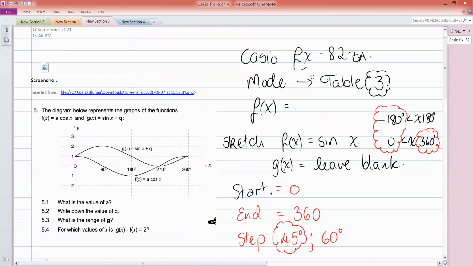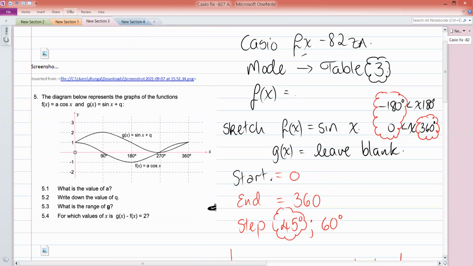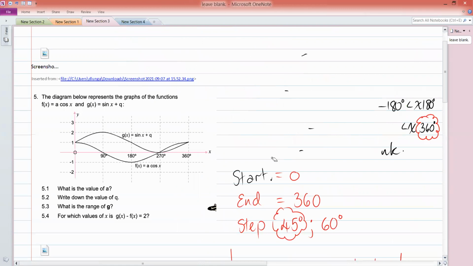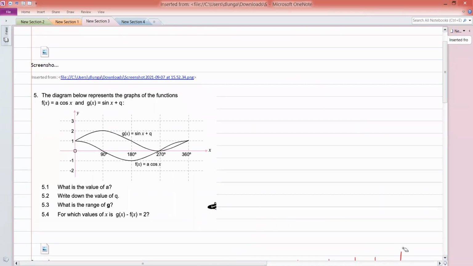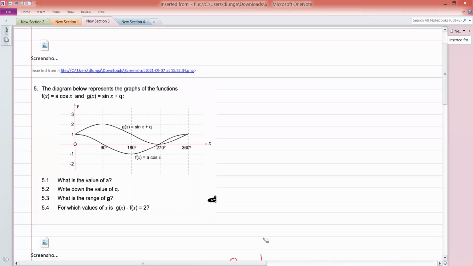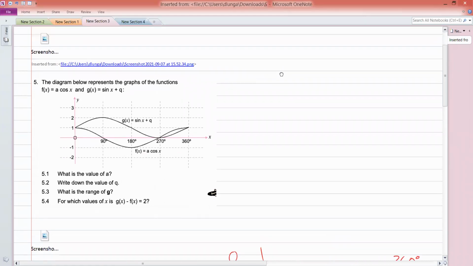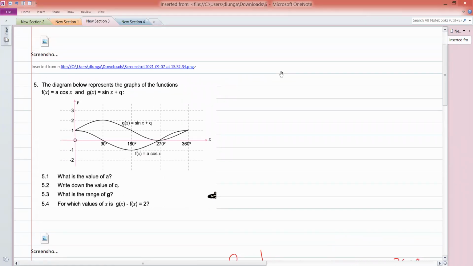So now we're going to look at particular questions. Like I said, for sketching, if you're stuck and you don't know the shape, you just plug it into your calculator and sketch. Let's look at this first question that we have here. The diagram below represents graphs of the functions f of x equals a cos x and g of x is sine x plus q.